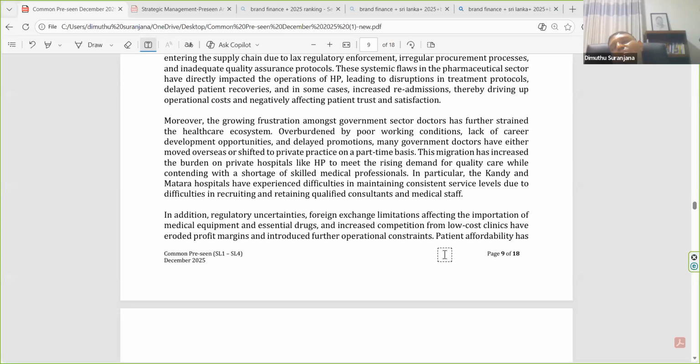We all know after COVID, the Sri Lankan economic crisis that occurred in 2021 has led many doctors to migrate from the country. In certain areas, doctors are in shortage. In particular, the Kandy and Mother Hospital have experienced difficulty in maintaining nurses and service level due to difficulty in recruiting and retaining qualified consultants and medical staff. Two branches have been badly affected.